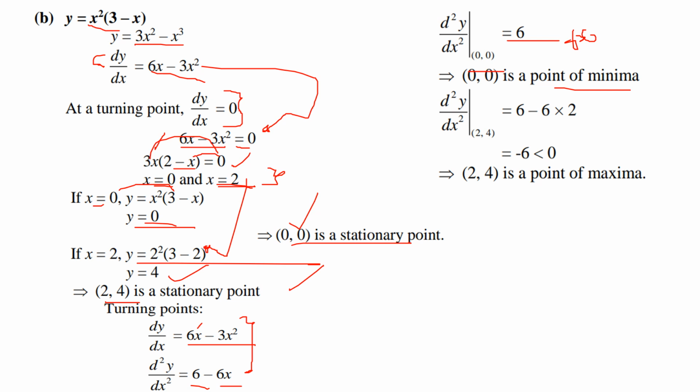So substituting for (2, 4), substituting the value of x, which is 2, you end up with 6 minus 6 times 2, which gives you negative 6 as the answer. And you say that negative 6 is less than 0. Since negative 6 is less than 0, our point becomes a point of maximum.